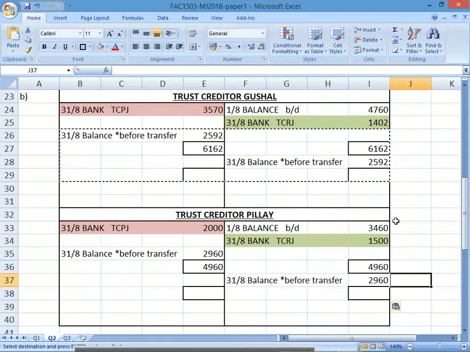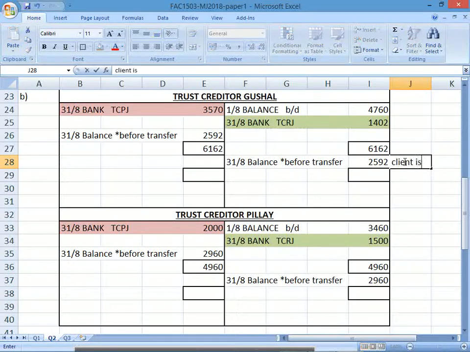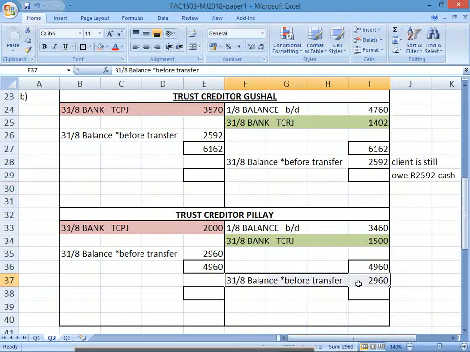If we revise the theory, okay, this means the client is still owed 2,592 cash, because that's his money that is still sitting with your business. Makes sense? Okay, same thing here. This client has that amount of money still sitting with your business.